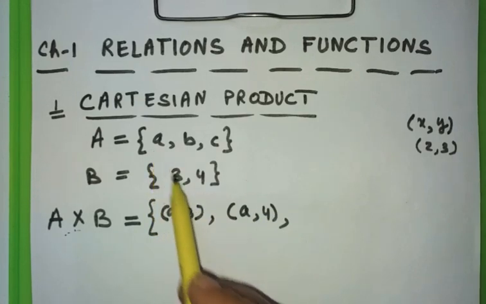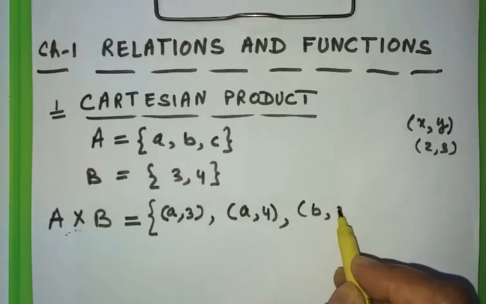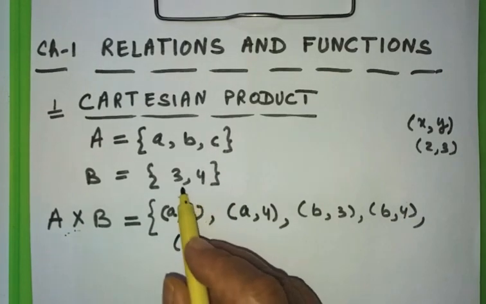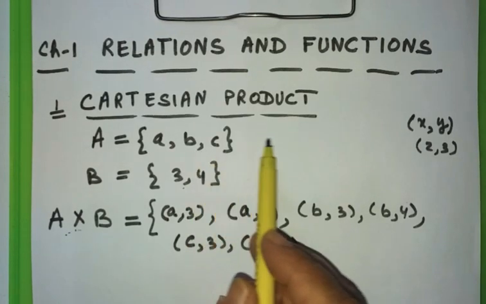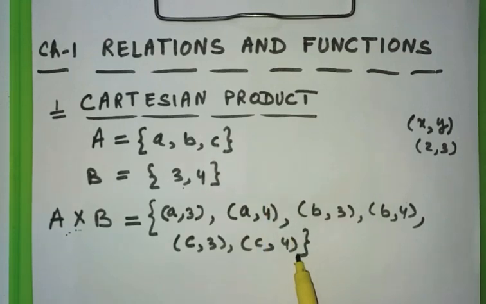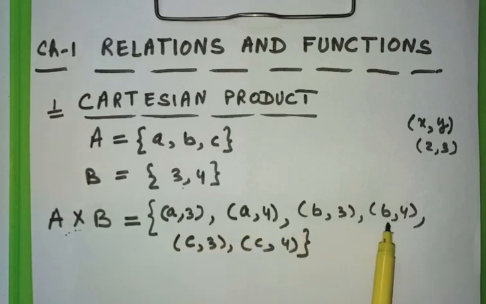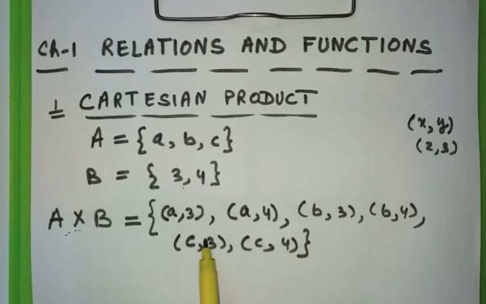So we have paired up A with 3 and 4. Similarly, we shall pair up B with 3 and 4, so we get (B, 3) and (B, 4). Then C has also to be paired up with 3 and 4, so (C, 3) and (C, 4). I don't think any other pairing is left. So you see, we have written all possible ordered pairs of the sets A and B, where the first element of every ordered pair belongs to set capital A and the second element belongs to set capital B. This is how we write the Cartesian product of two sets.